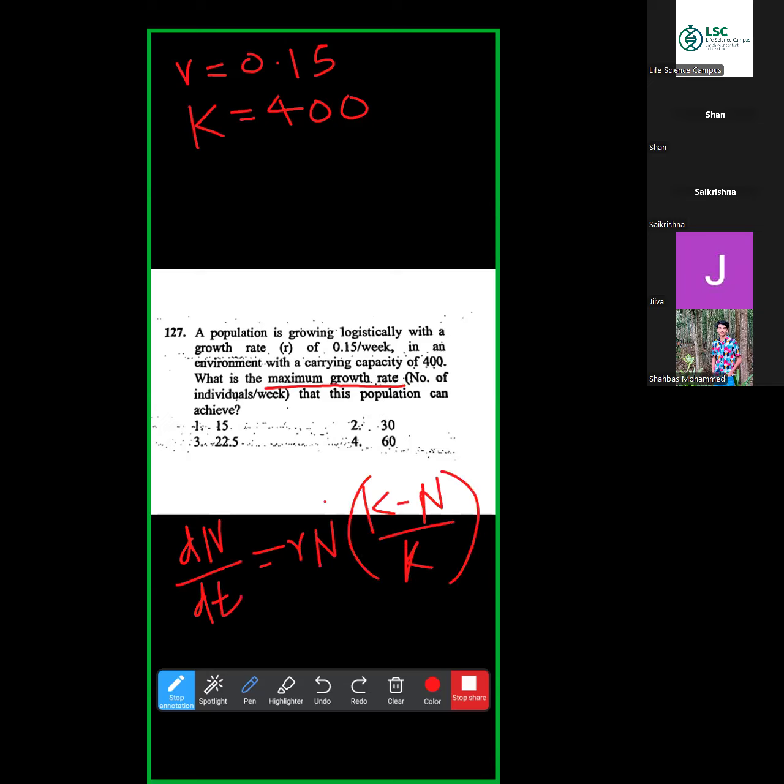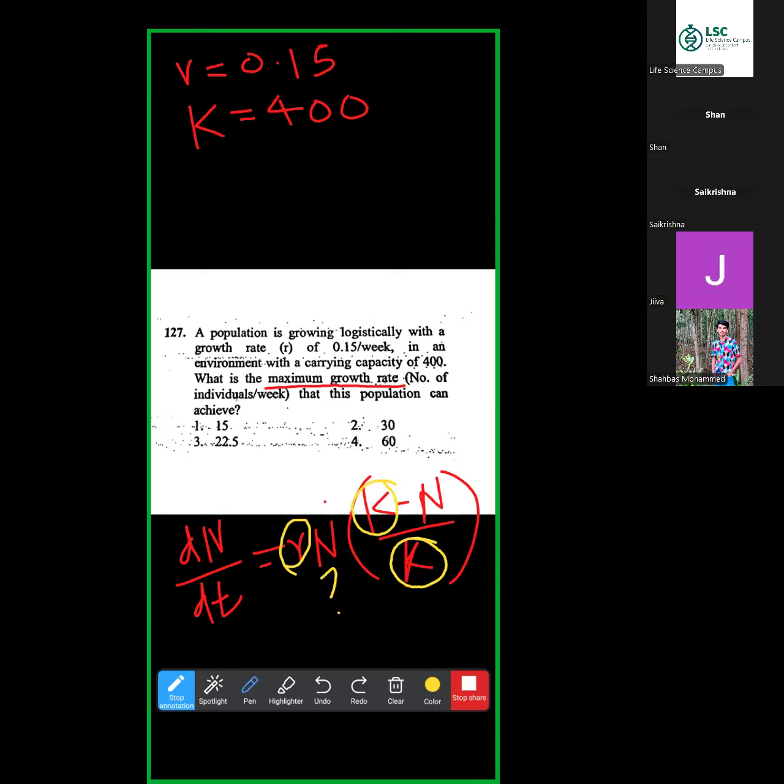Do you remember this equation? Yes, ma'am. For doing this question, we have to know all the values for these terms, that is, the R value, N value, and K value. But in the question, they have given only the R and K values. These two terms are known, but we don't know the N value.